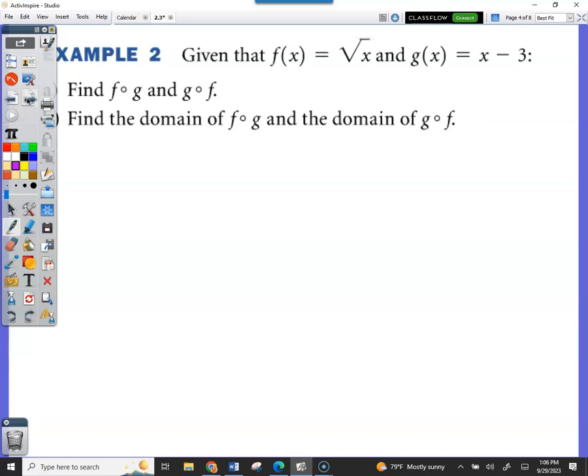All right. I would love for you right now to find the f of g and g of f. Find that. You're just finding the equation.